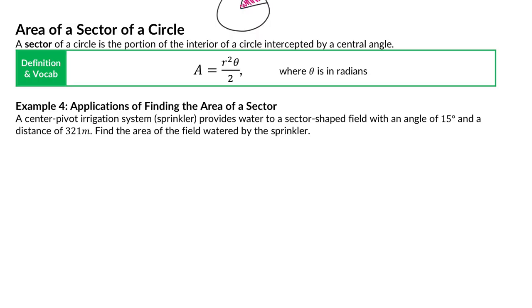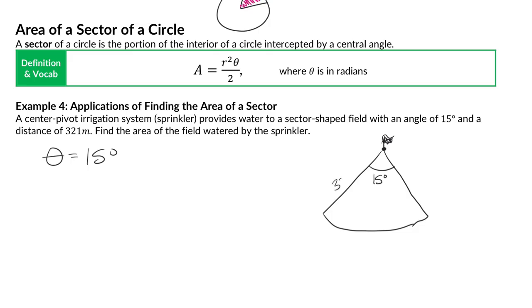But here's what we were given. We were told that the angle that this is using is 15 degrees. Now, if this is my sprinkler, it's just going to look like a flag because I can't draw any better. It shoots out water in this sort of shape. The angle that it's using is 15 degrees that it's going back and forth between. It also says the distance it covers is 321 meters. This 321 is actually the radius of our circle, because if we finish this full circle, from the sprinkler it's acting as a radius to the edge of the circle.